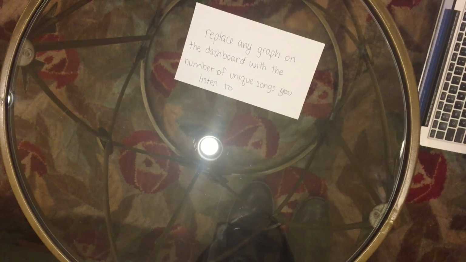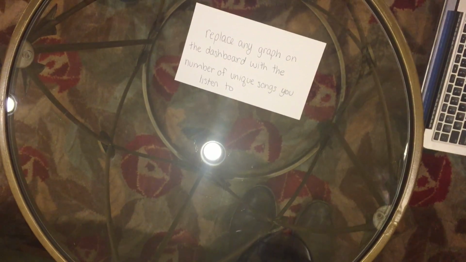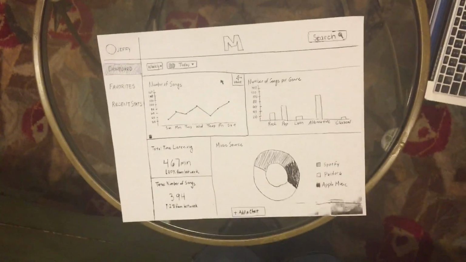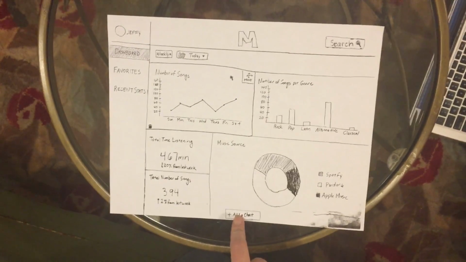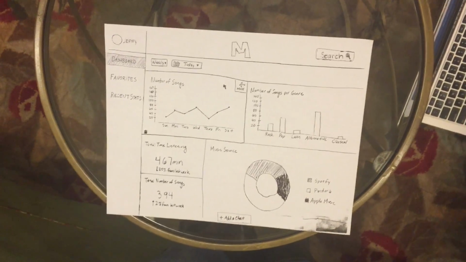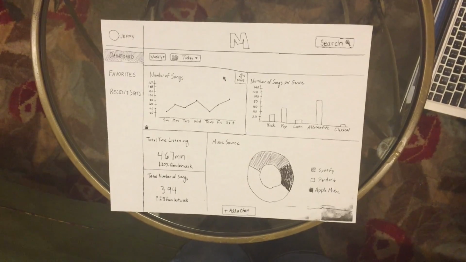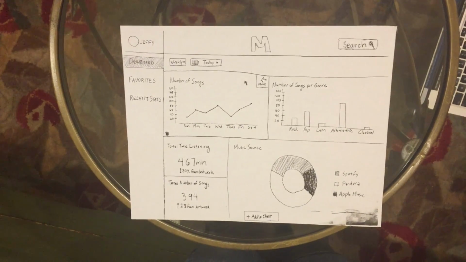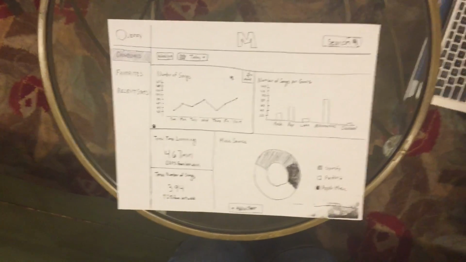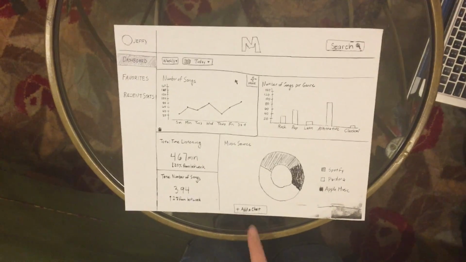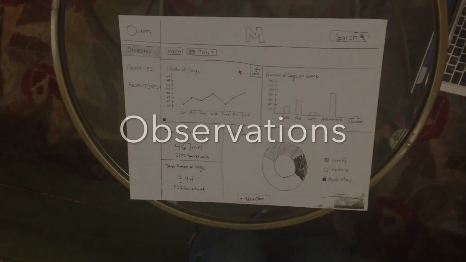Perfect. Last task is this one. Replace any graph on the dashboard with the number of unique songs you listen to. Here's the dashboard. This I know how to do. Add a chart. Exactly. Yep, and I will probably click in the settings, number of unique songs. Perfect. See, that one was really easy. It was paying attention to the home screen that time.